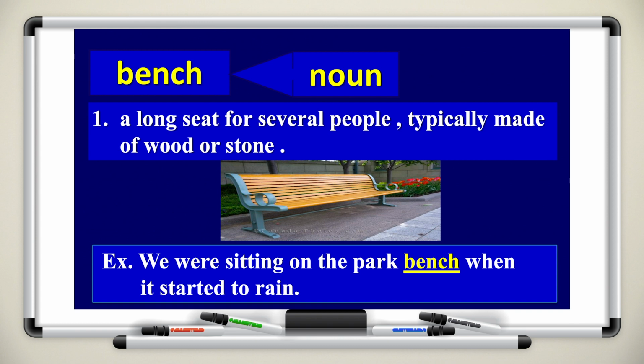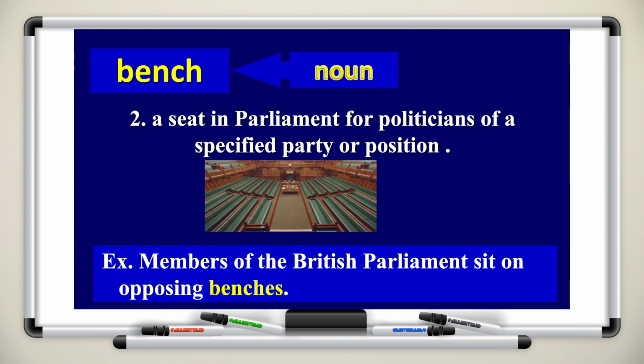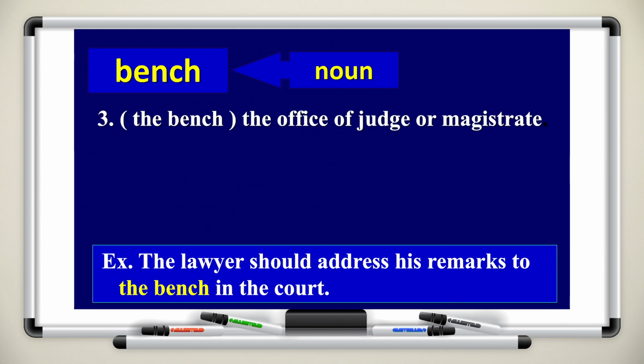It's a seat for several people. We were sitting on the park bench when it started to rain. Or it's a seat in Parliament that politicians sit on. For example, members of the British Parliament sit on opposing benches. Or bench could mean the office of the judge or magistrate. For example, the lawyer should address his remarks to the bench in the court.